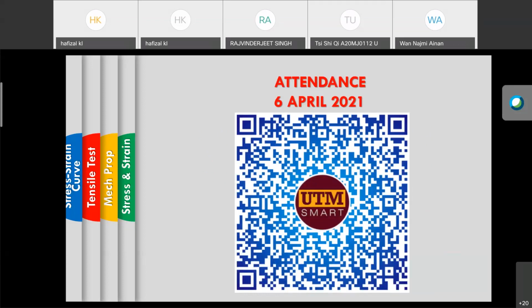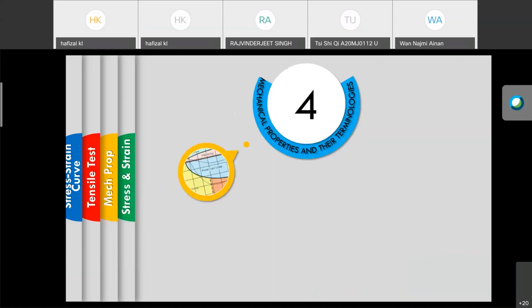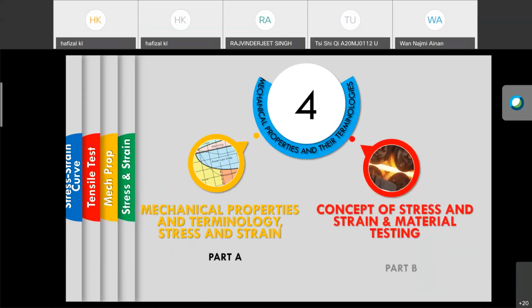In this chapter, we have two parts, part A and part B. For part A, basically, we will deal with mechanical properties and terminology, stress and strain. This is the basic of the material, especially for metal, when we apply various loads and we would like to know what is happening to the deformation of the metals in terms of length, from the original length to the new length. And then in terms of the change of structure from the atomic point of view, and also the change of physical shape.